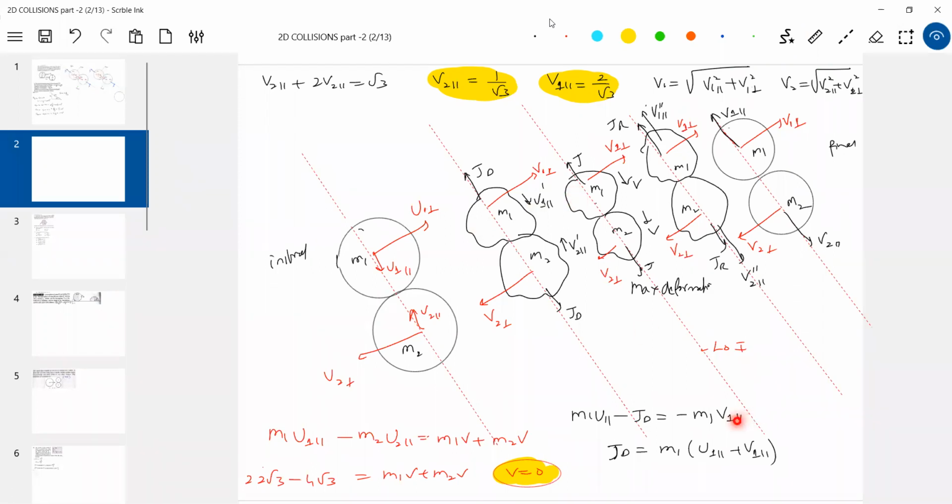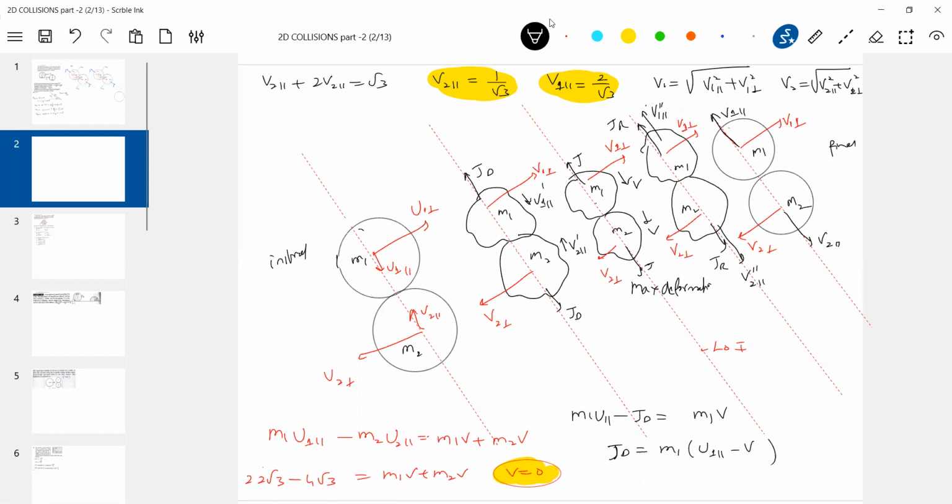Is it justified? I think there's something wrong, no? Till V only we should take it, no? And why this negative sign? Nothing to do. V in the direction of this one. So this should be in fact positive only. And this should be not V1, it should be V. So JD should be equal to M1 U1 parallel minus V. Is it okay now? From initial to where they attain common velocity.